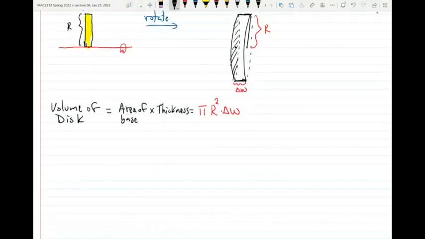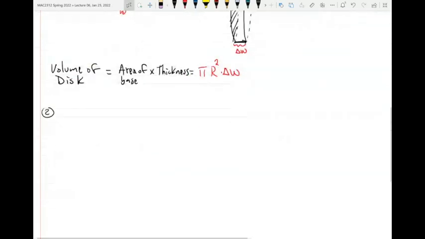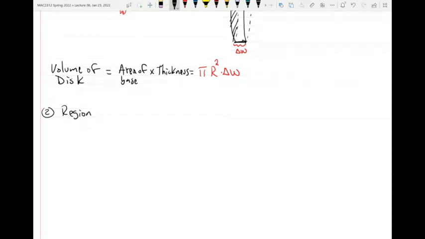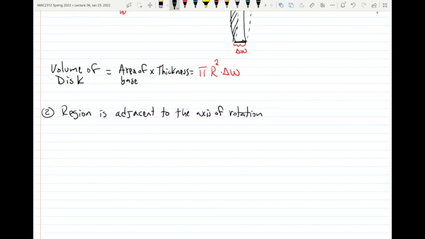So that was case number 1. Rotate a rectangle, we know exactly what happens. So case number 2, let's say that we're going to rotate a region, not necessarily a rectangle, but what we want is for this to be adjacent to the axis of rotation. What I mean by this is that after rotating, you're not going to have any hole in your solid.